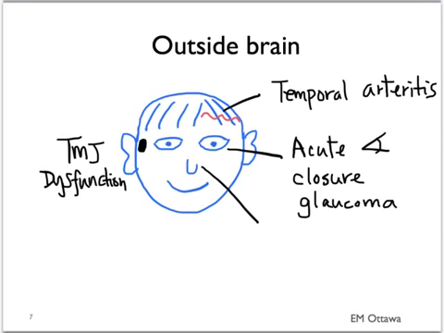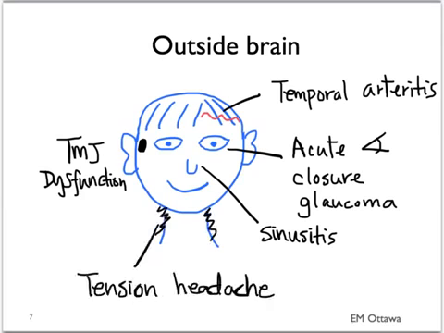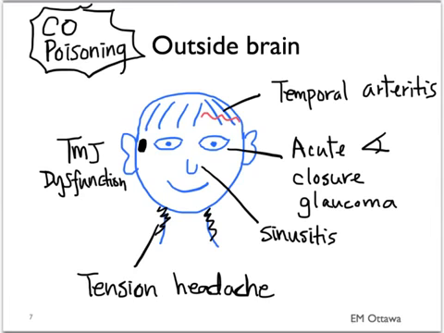Sinusitis can cause headaches. And going further down, tension headaches can be caused by tight muscles from the neck and shoulders. An external cause that we often forget is carbon monoxide poisoning. These will be the most common causes for headaches that's caused outside of the brain.